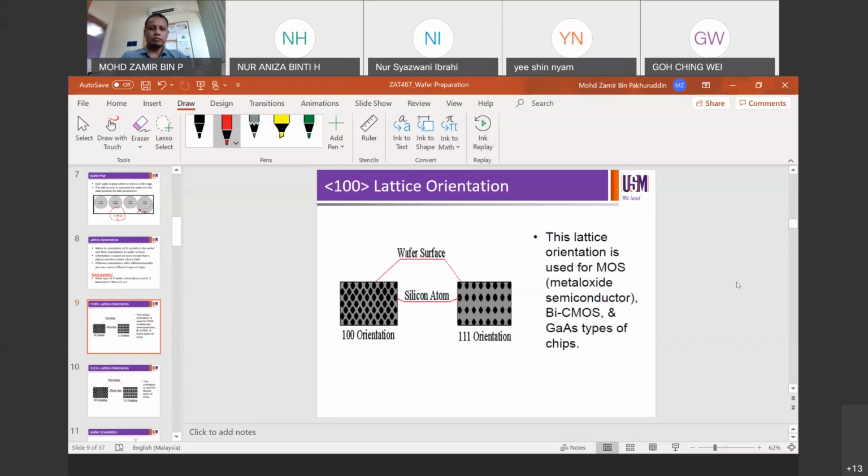Okay, so you can see the slide, right? Can you please confirm? Can you see the slides now?